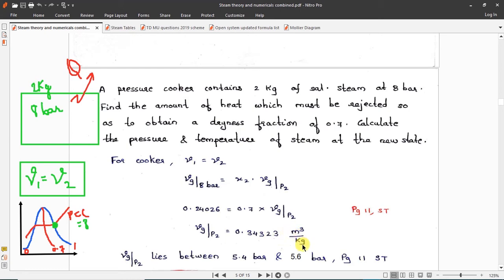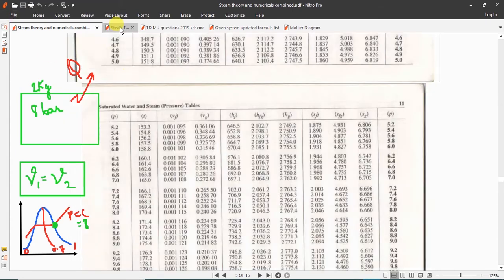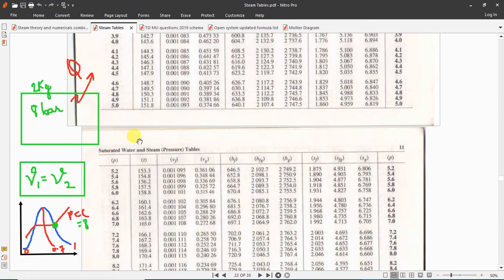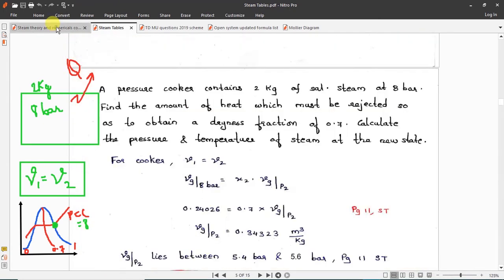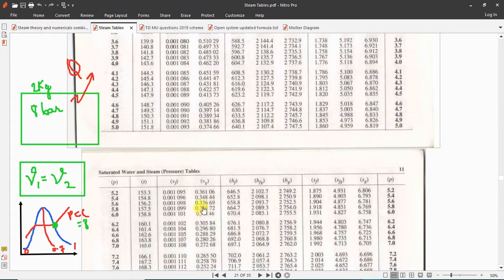So what we will do, we will see the steam table. Okay, so we'll consider only 0.34. So in the pressure table, if you see now, you have to see this Vg column. Now in the Vg column, 0.34, what is the value? 0.343. Now this 0.343 lies between, let me highlight the values.